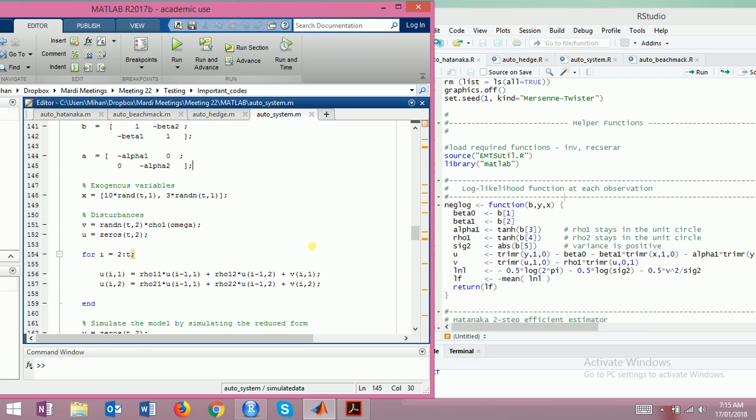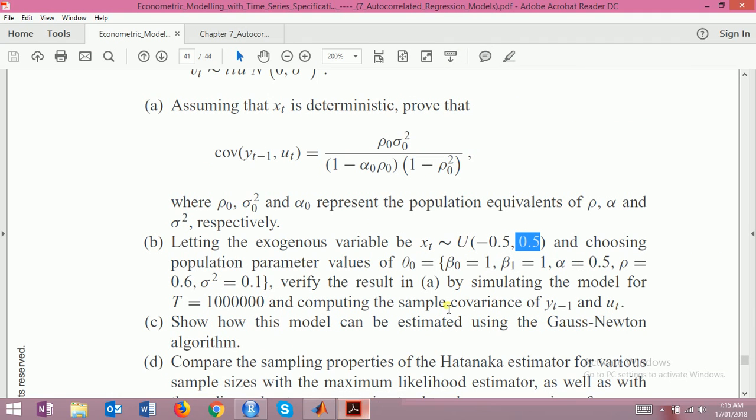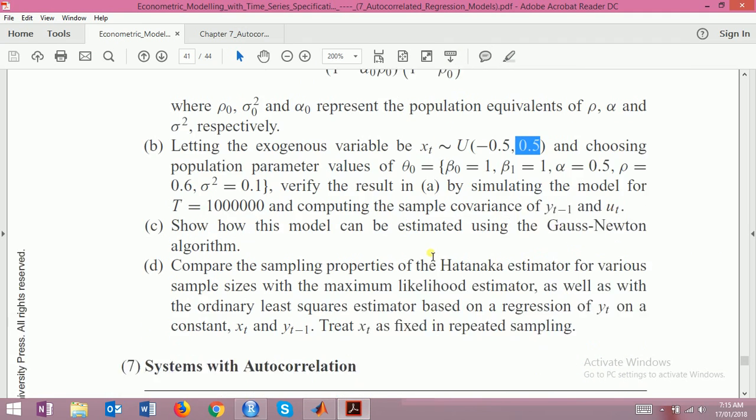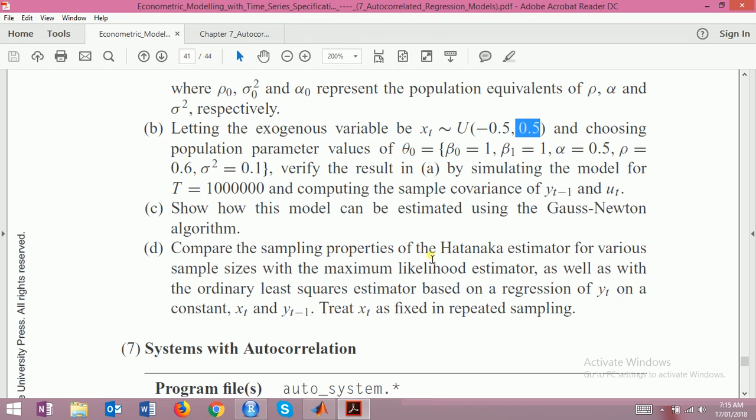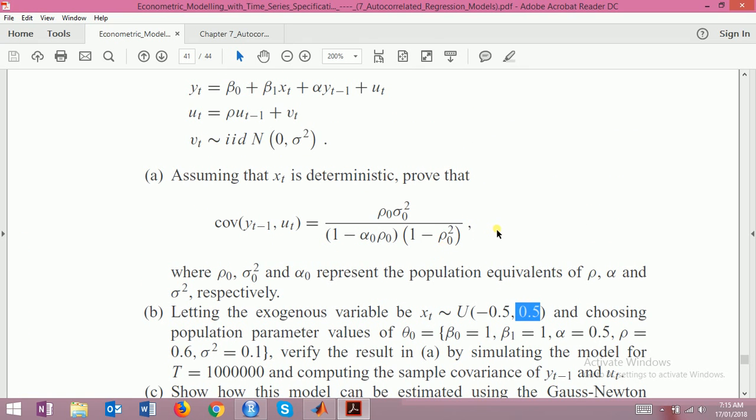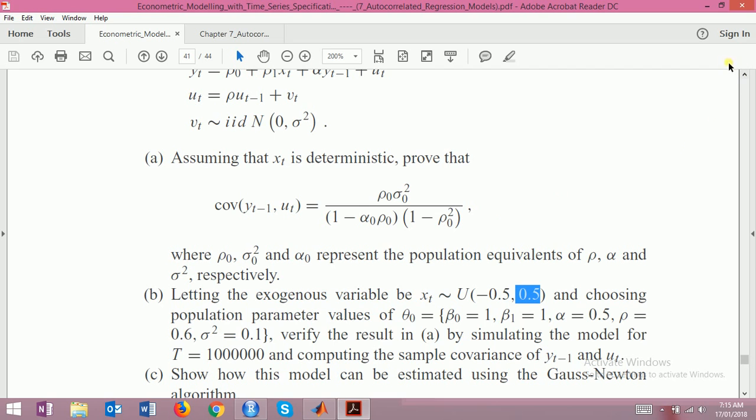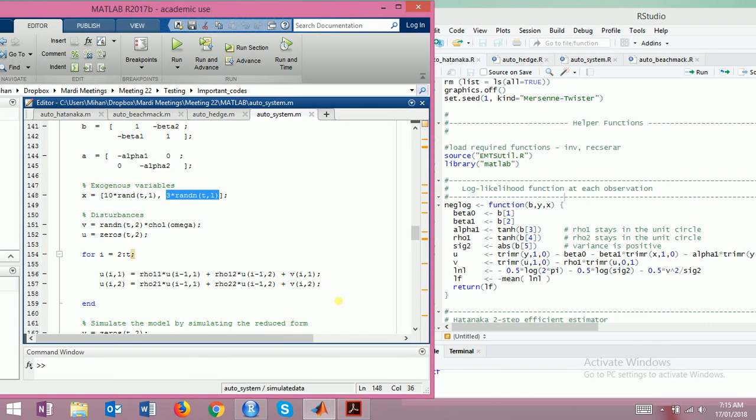Exogenous is 10 into random t1 and 3 into random number t1. Two exogenous variables are being created. Okay, 10 into random t1, 3 into random number of t1, because it is given in the question.